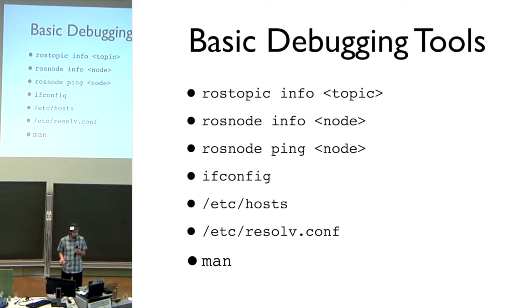You've got ifconfig that'll show you your IP address configuration on your local machine. /etc/hosts will give you your static host name mapping. So if you don't have DNS, you can statically configure some of it. You've got resolv.conf, which configures your DNS, like where the DNS servers are, what your search path is, that sort of thing. And then man, which will give you man pages for all of the Linux commands for all of these things.